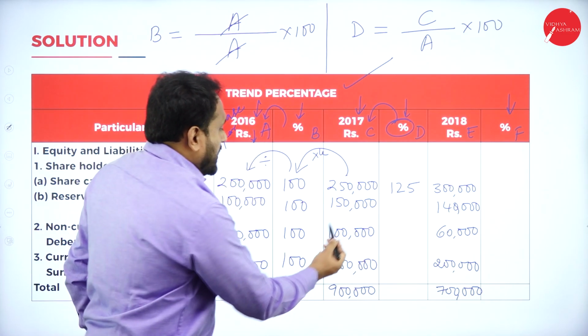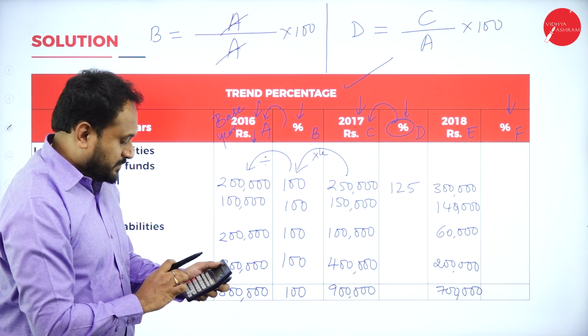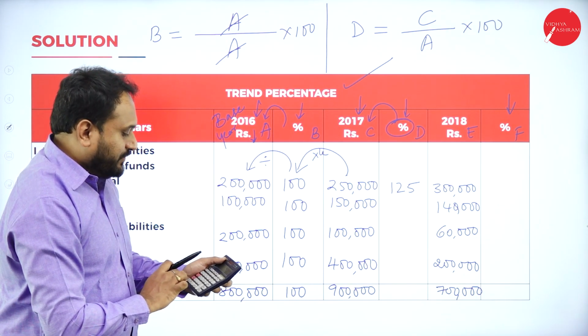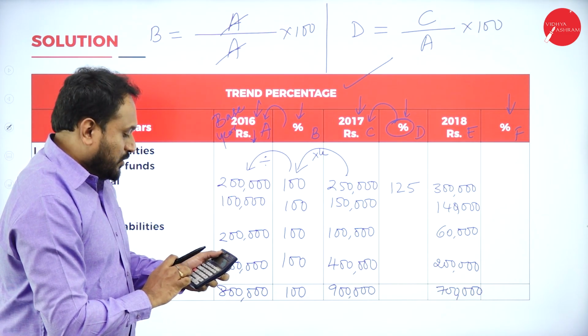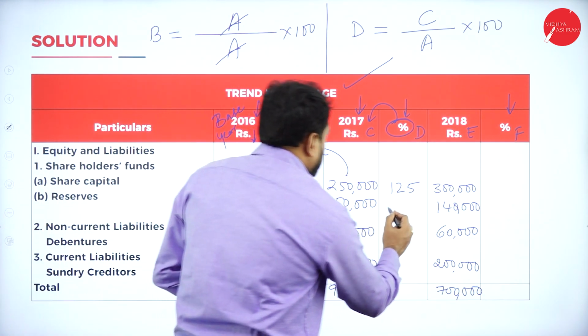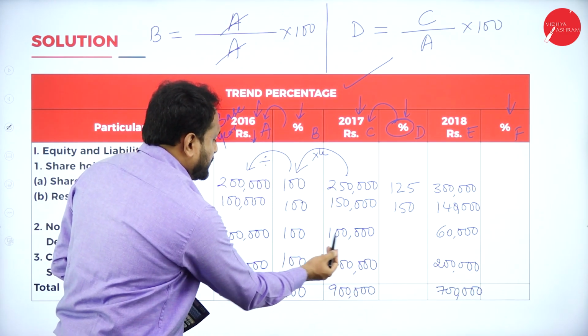Let's go with this one. How exactly? 1,50,000 into 100 divided by 1 lakh. So 150. Next, the same way here, let's do this.